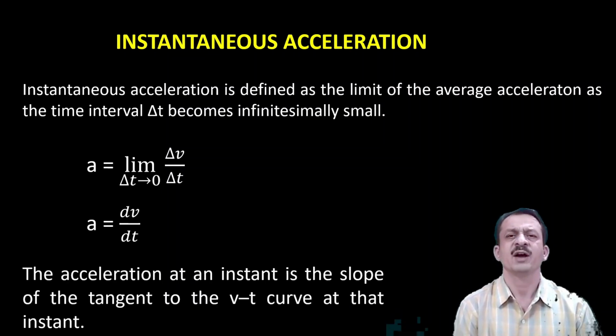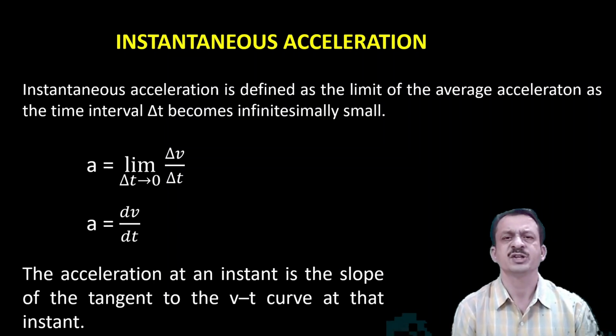The SI unit of instantaneous acceleration is once again the same, that is meter per second square. And the slope of the vt graph always gives instantaneous acceleration. Slope of vt graph always gives instantaneous acceleration at that instant.